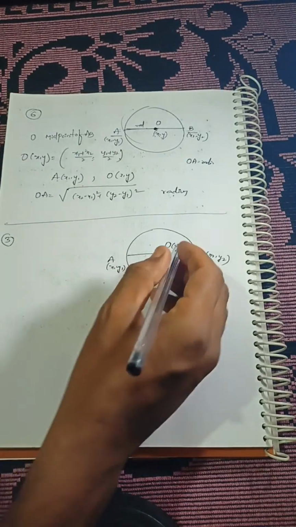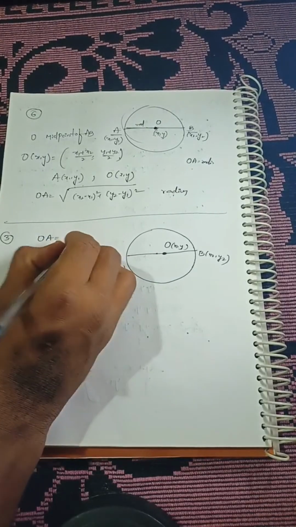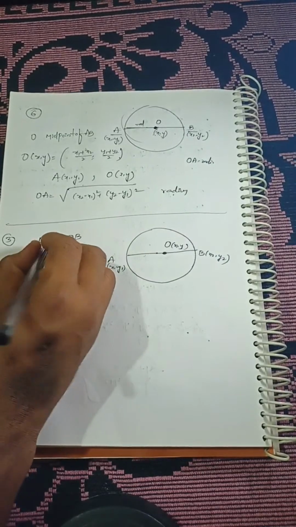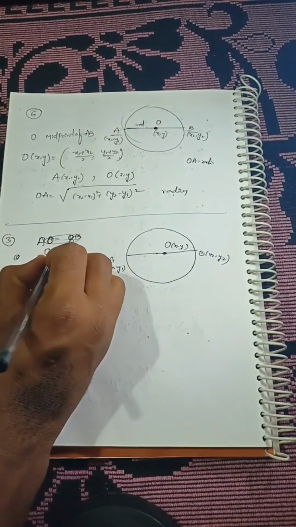First we have to find out the y value. First we have to do OA is equal to OB. How to find the y value? OA means AO is equal to BO. Very simple, OA is equal to OB.